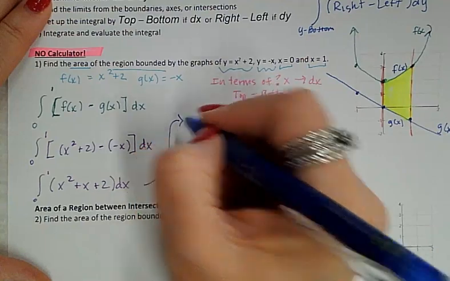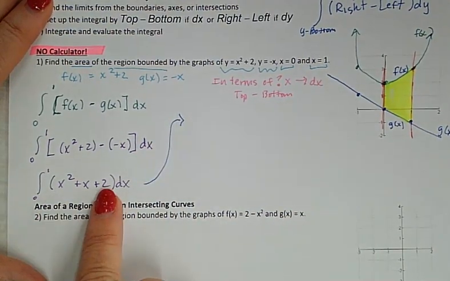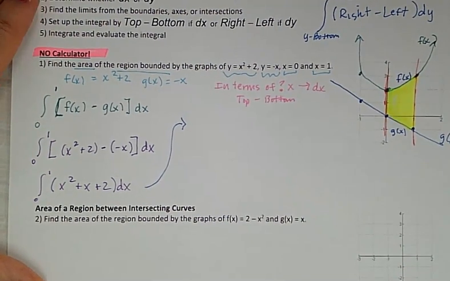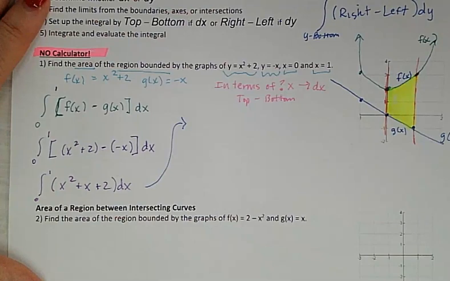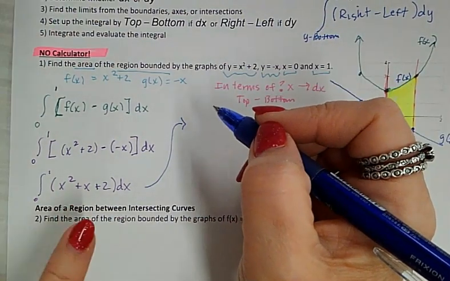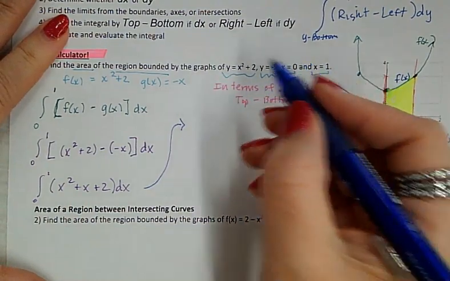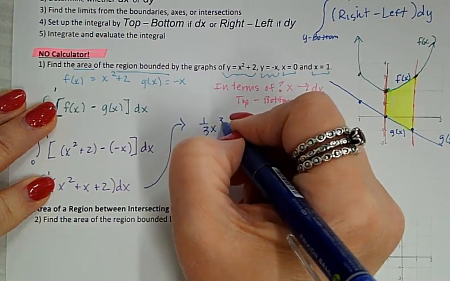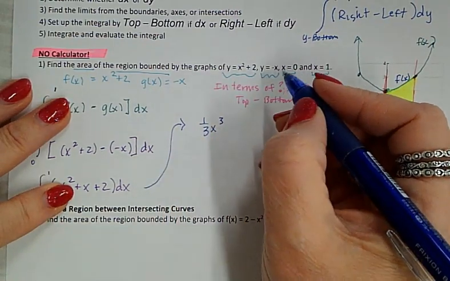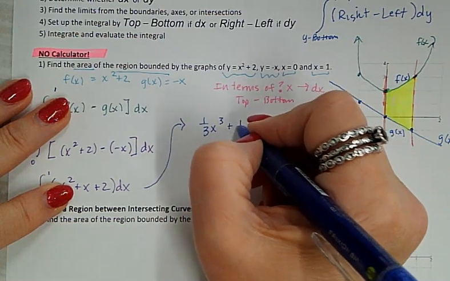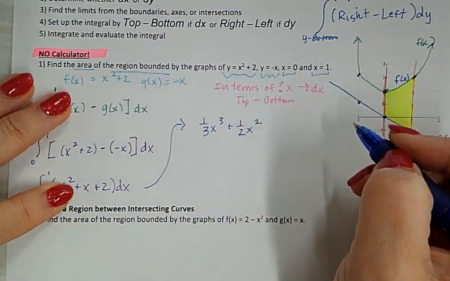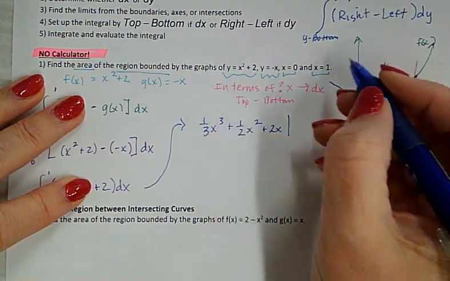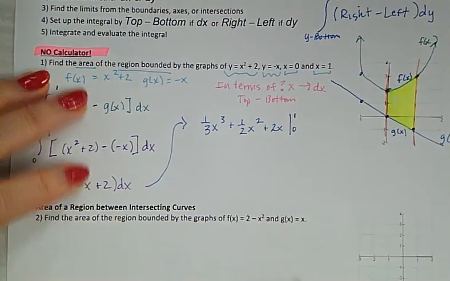So I'm going to be integrating this. So I'm going to be finding the antiderivatives and then using my fundamental theorem of calculus to evaluate it from 0 to 1 as we've been practicing. Okay, so let's start by finding the antiderivative. So when I find the antiderivative of x squared, I get 1/3 x cubed. When I find the antiderivative of x, I get plus 1/2 x squared. When I find the antiderivative of 2, I get plus 2x. And then I'm going to evaluate that from 0 to 1.